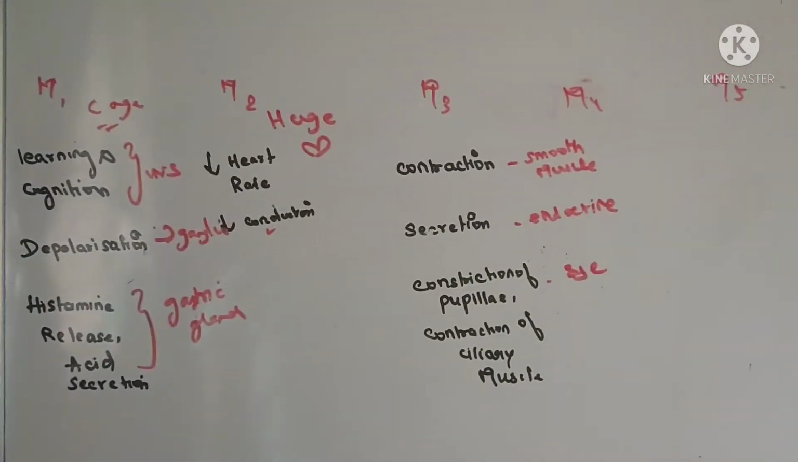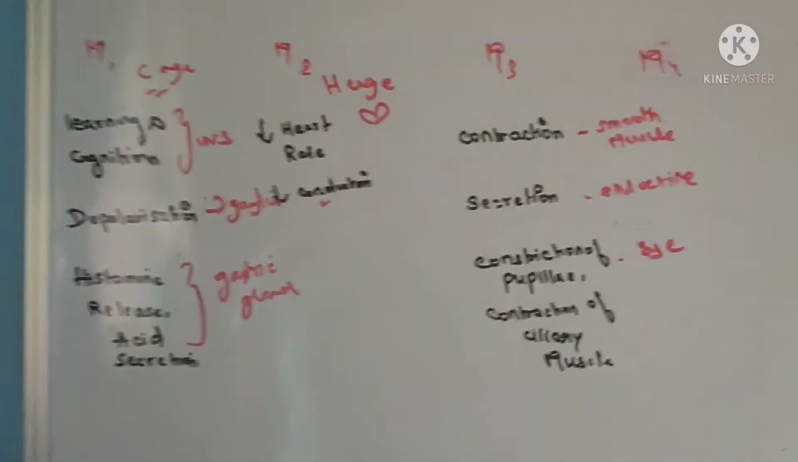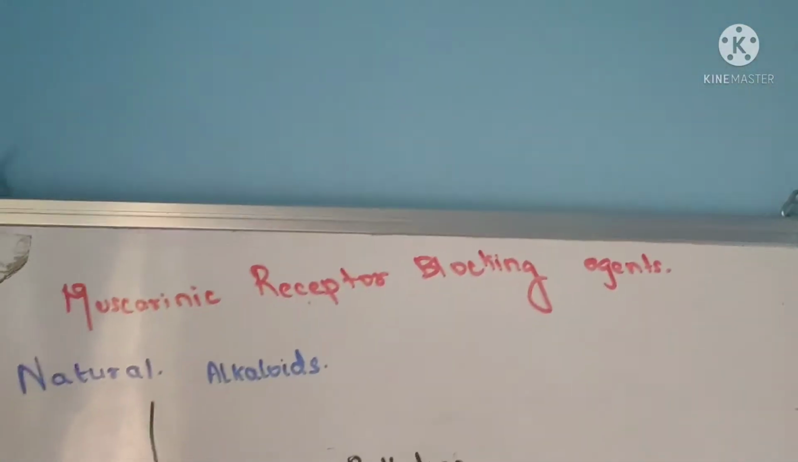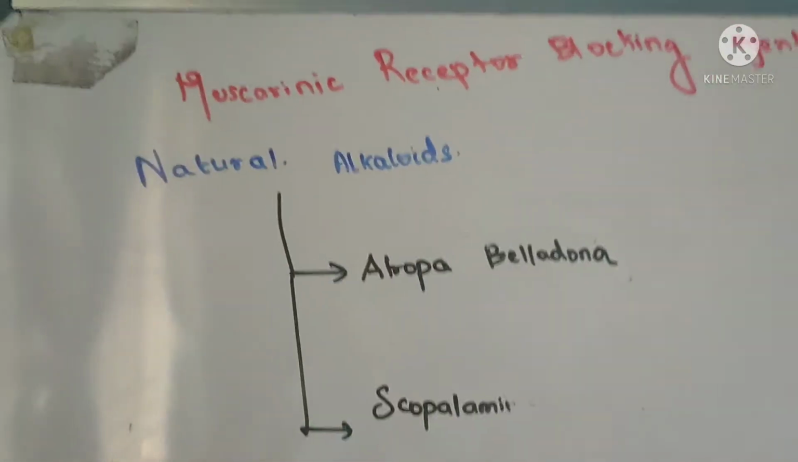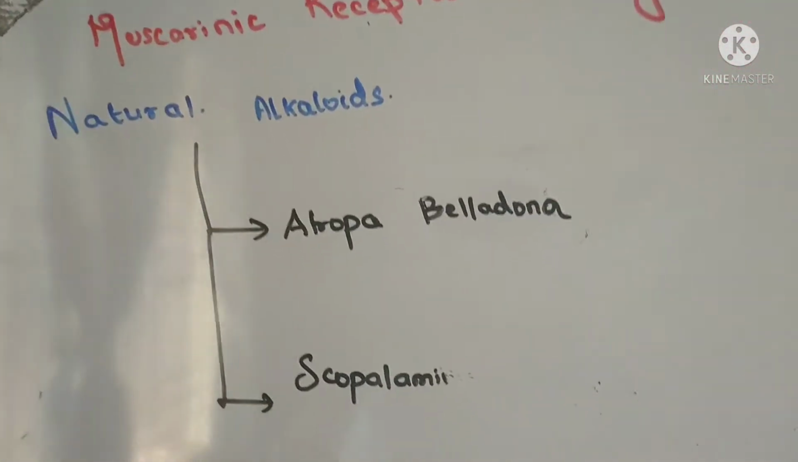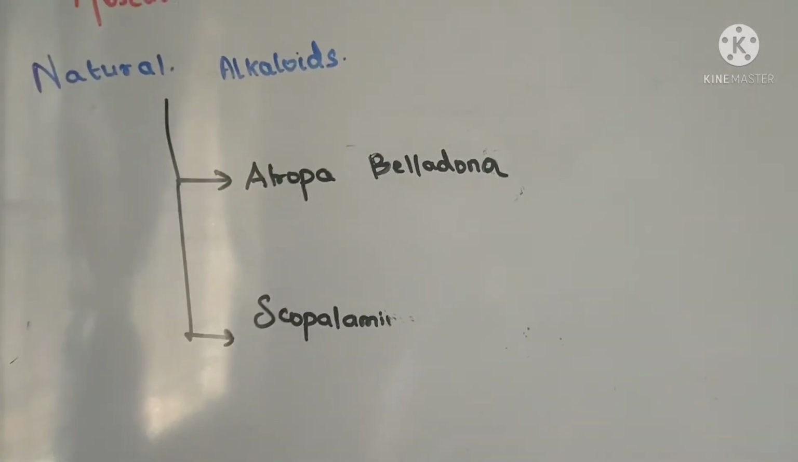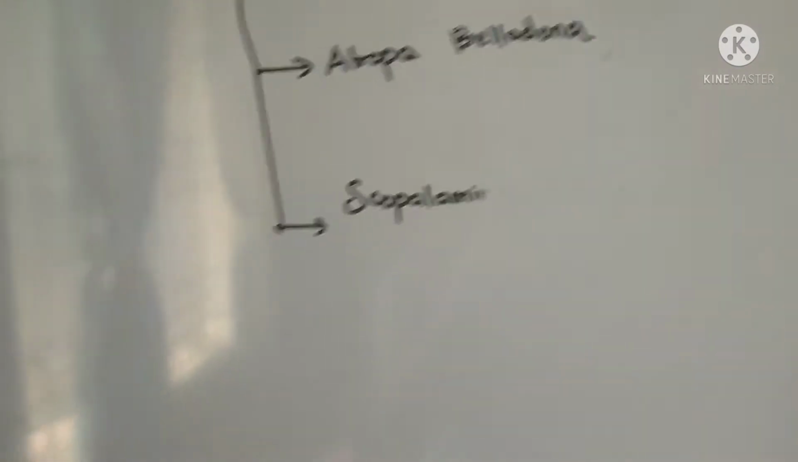As you know, M4 and M5 are present in the CNS, and they are also helpful in learning and cognition. So now we are going to see about muscarinic receptor blocking agents. You have to remember that there are two categories. One is naturally occurring alkaloids, and the second is semi-synthetic ones. Now moving on to the naturally occurring alkaloids.